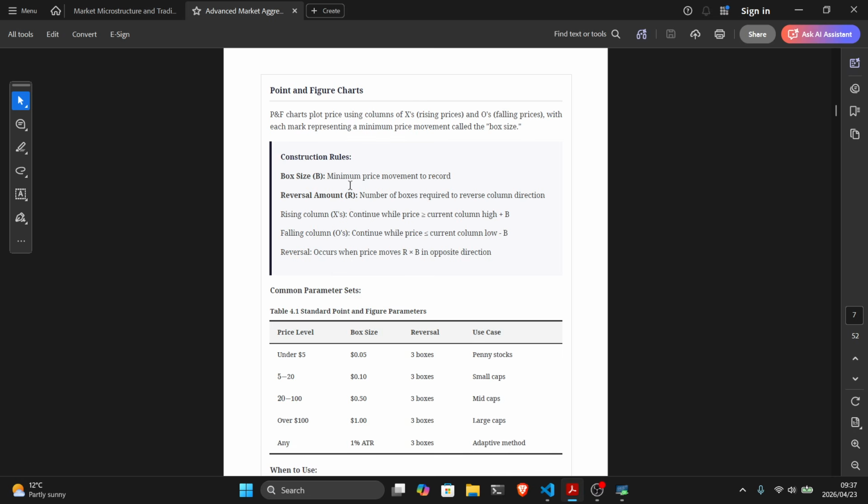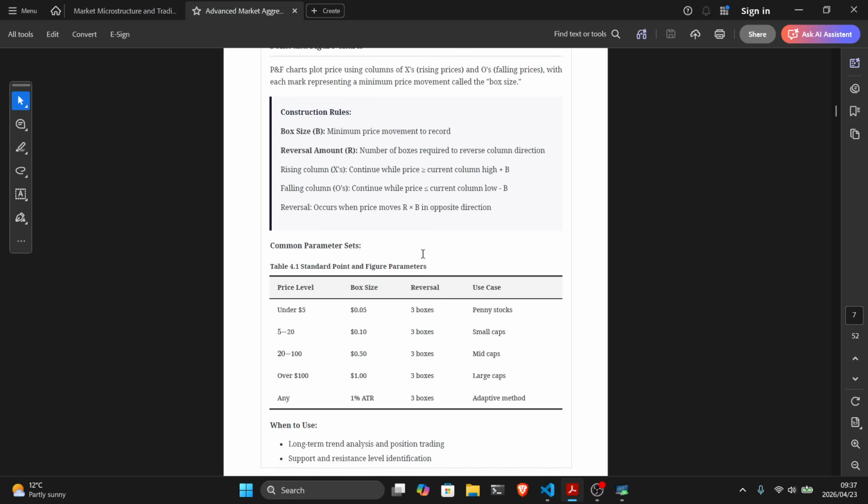Construction rules: box size B, the minimum price movement to record. Reversal amount R, the number of boxes required to reverse column direction. Rising columns of X's continue while price is greater than or equal to the current column high plus B. Falling columns of O's continue while price is less than or equal to the current column low minus B. Reversal occurs when price moves R times B in the opposite direction.